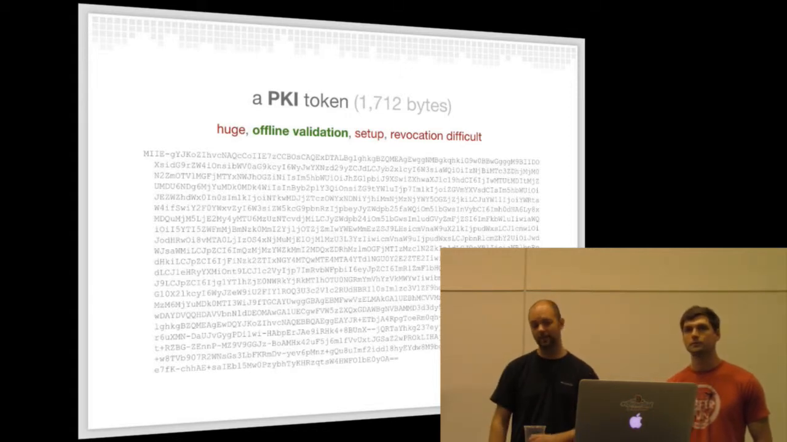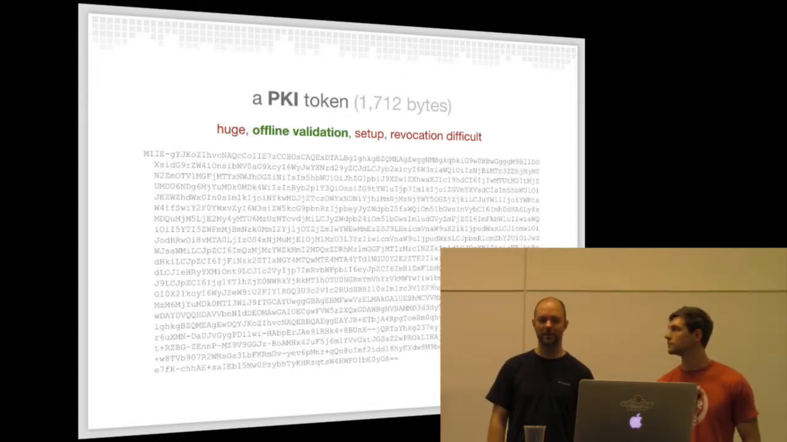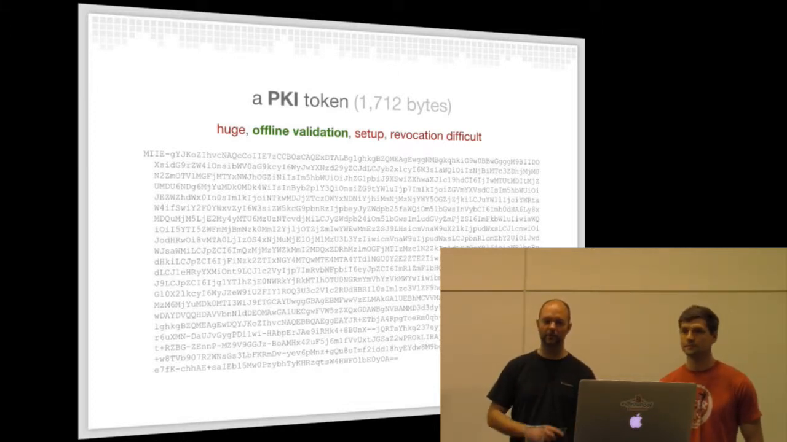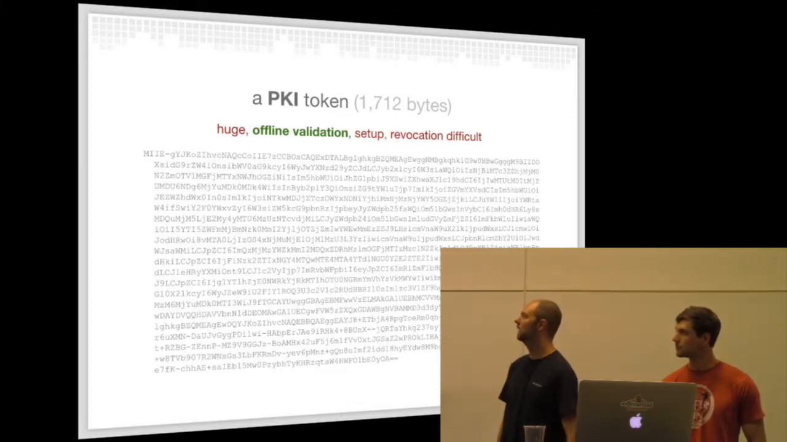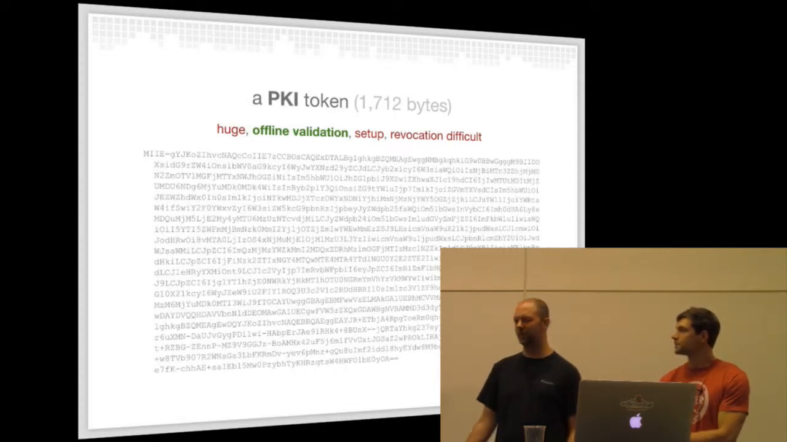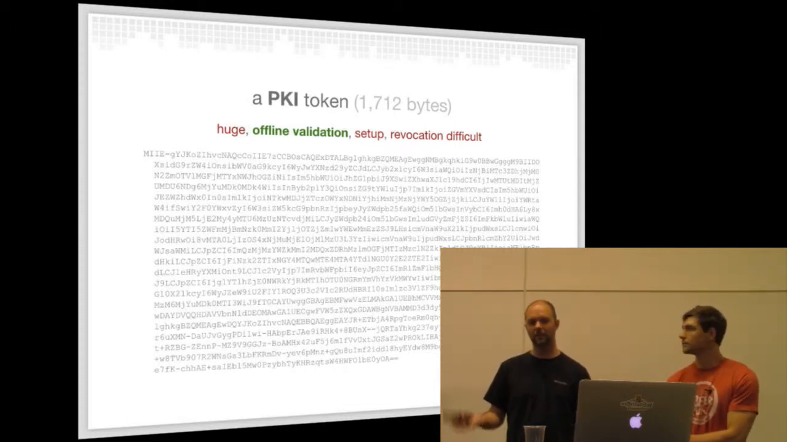This is an example of a very small PKI token, and it's a huge 1712 bytes. Just the size alone was a big problem with PKI tokens. They tend to break the internet, as I like to say. A lot of compiled software has buffer sizes for things like headers, for example in Apache HTTPD, and they all default to around 8,192 bytes. As soon as you go beyond that, you start breaking things.